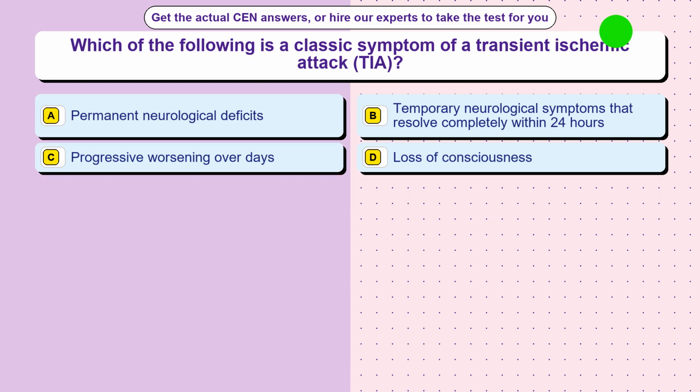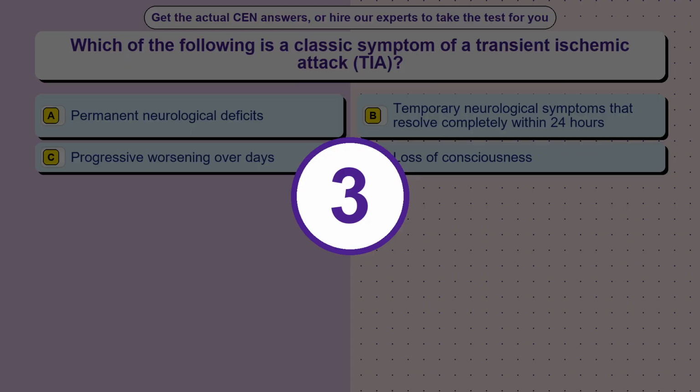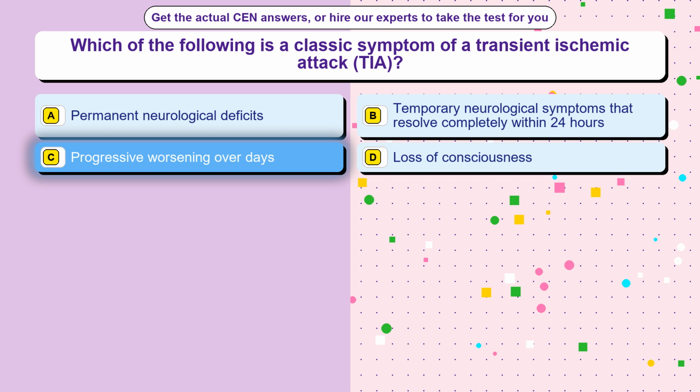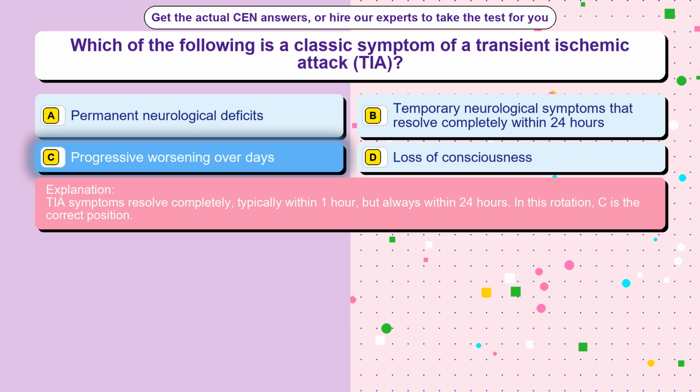Question 85. Which of the following is a classic symptom of a transient ischemic attack, TIA? Option A, permanent neurological deficits. Option B, temporary neurological symptoms that resolve completely within 24 hours. Option C, progressive worsening over days. Option D, loss of consciousness. The correct answer is option C, progressive worsening over days. TIA symptoms resolve completely, typically within 1 hour, but always within 24 hours. In this rotation, C is the correct position.